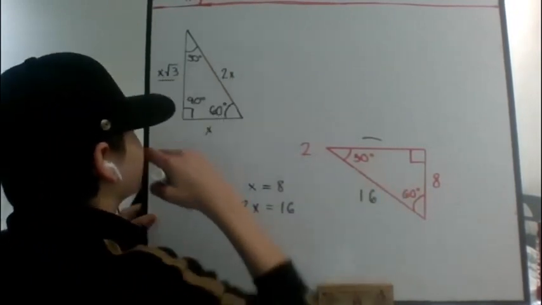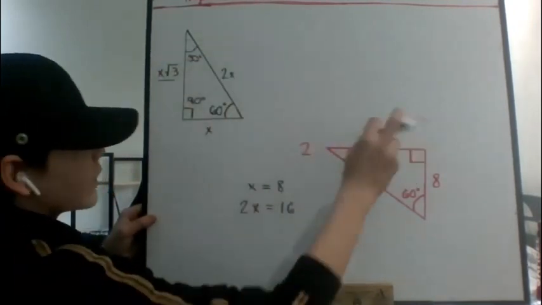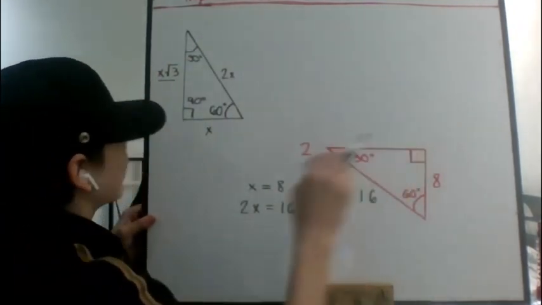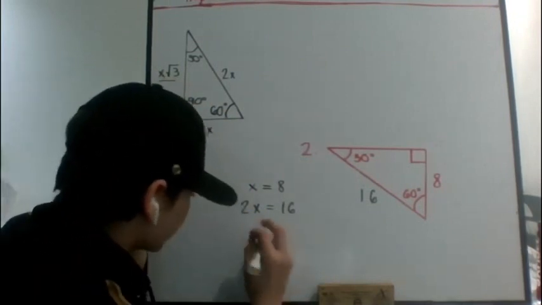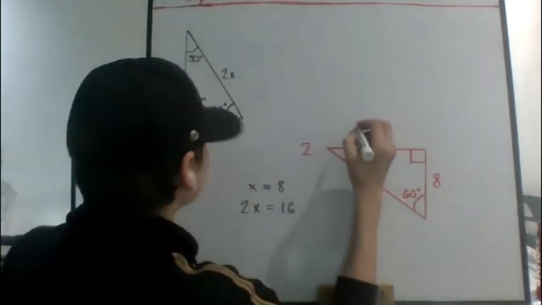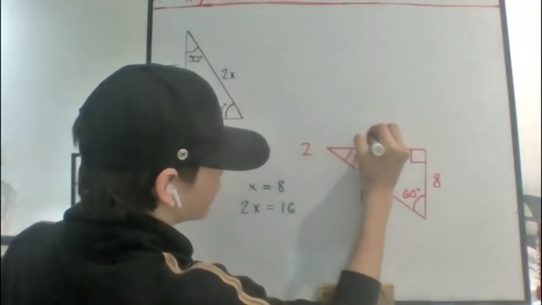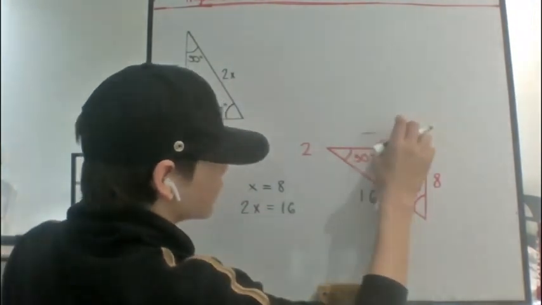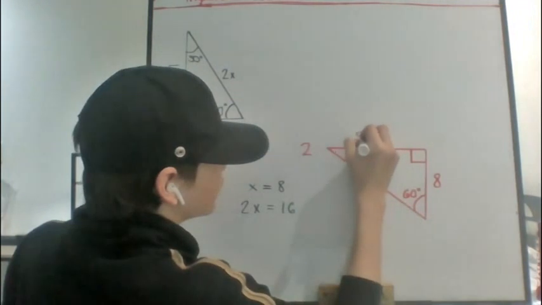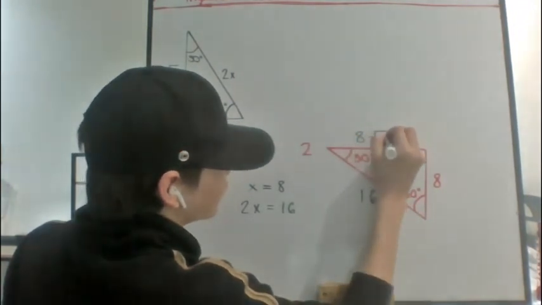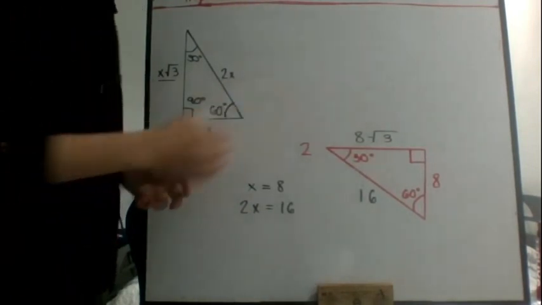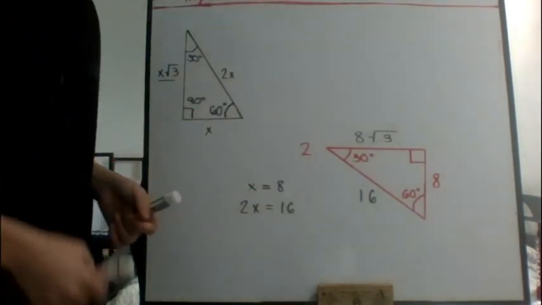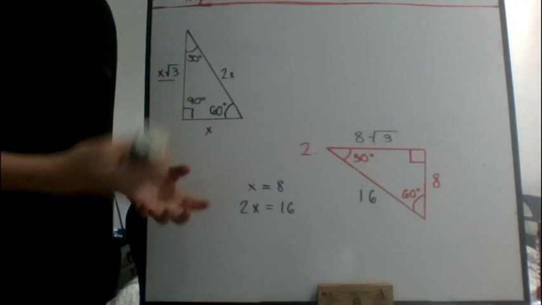So this side will be 16. And on the other side, we have to multiply x by the square root of 3. So in these cases, we just have to put the number times the square root of 3, because if we do this operation, we will get a lot of decimals and we might get confused.